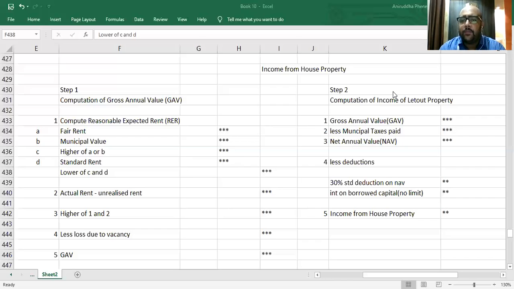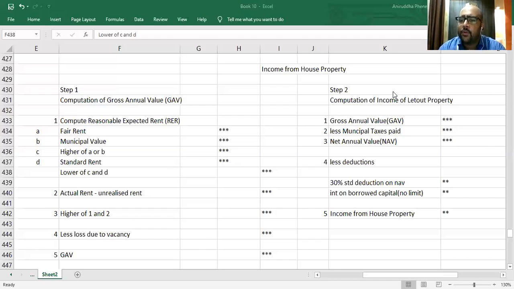Now take that GAV and put it in step 2 to compute income from let out property. From the GAV, deduct municipal taxes paid by the owner of the property. If the tenant has paid, deduction won't be allowed. The reduction is only on payment basis during the year. After reducing municipal taxes paid from GAV, you get the NAV, that is the net annual value of that property.